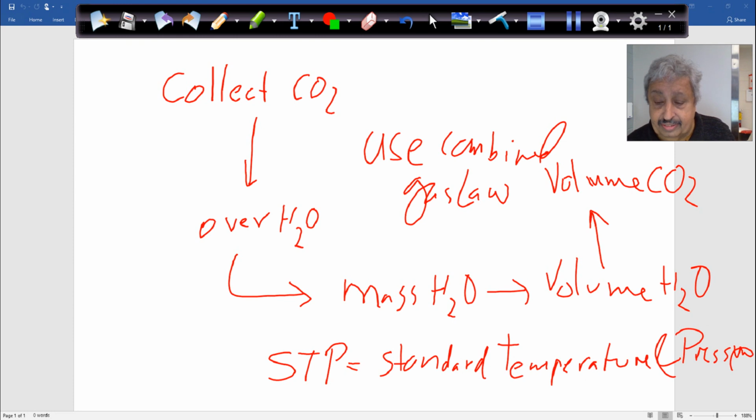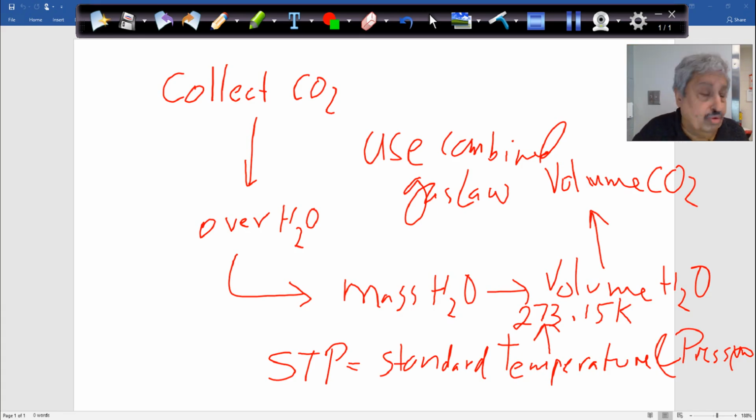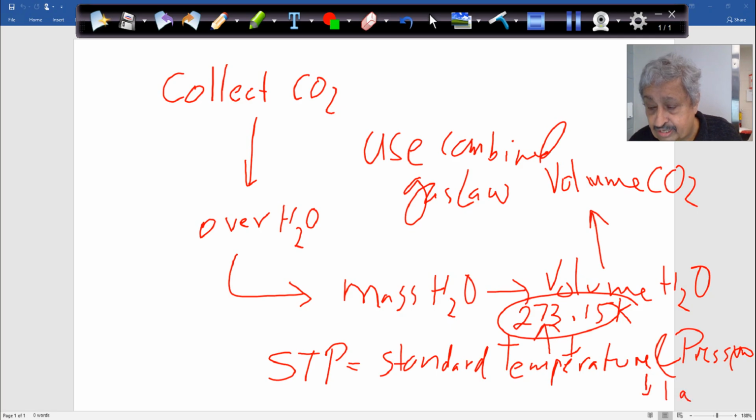At STP, the standard temperature is 0 degrees Celsius or 32 Fahrenheit, or we'll be using just Kelvin, 273.15 Kelvin. We'll be using the Kelvin. That's the standard temperature. The standard pressure is 1 atmosphere, 1 ATM. We'll not use the SI Pascal, we'll use 1 ATM. Now, those are the conditions we are using at STP.